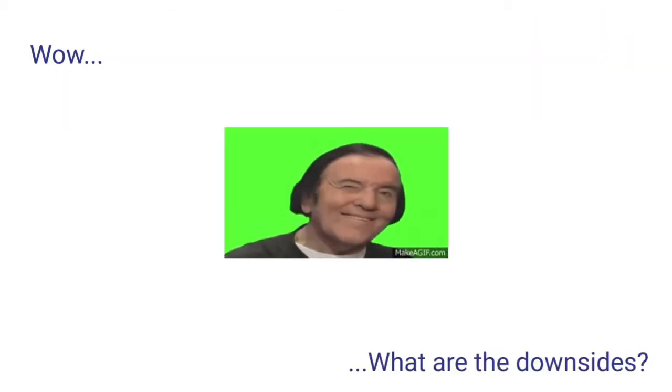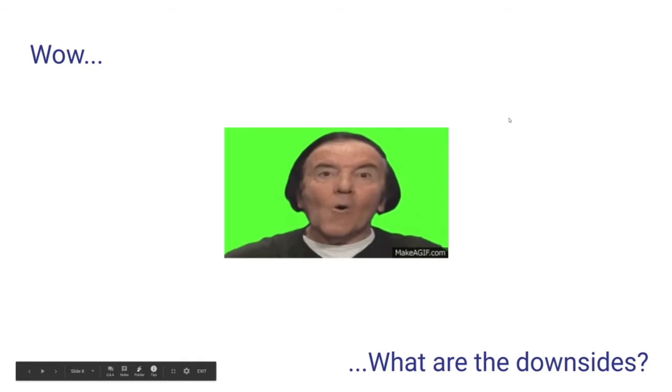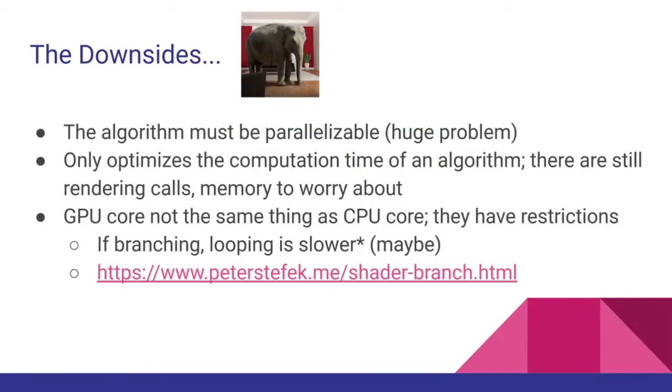So wow, that image was pretty impressive, right? This is pretty small, but really, what is the catch? And believe me, there are catches. You can get caught trying to do these compute shaders. So the first thing that we're going to talk about is that, of course, the algorithm must be parallelizable. Basically meaning, well, I'll talk about exactly what that means.